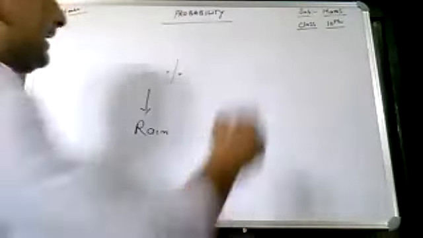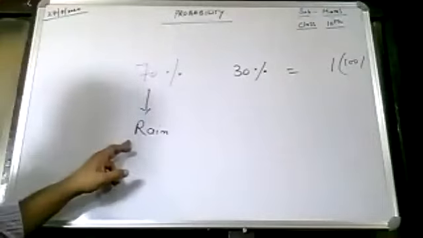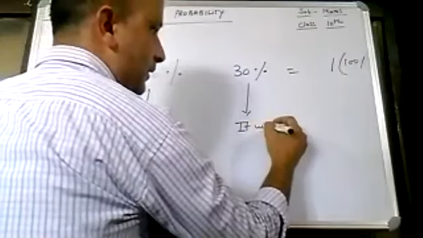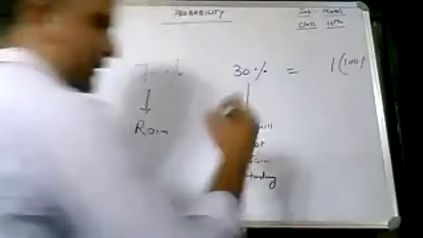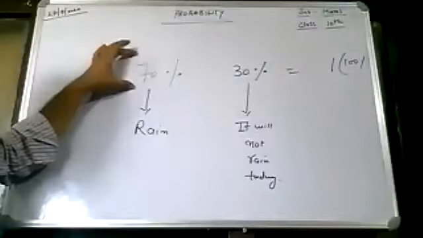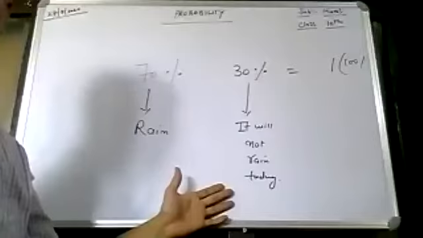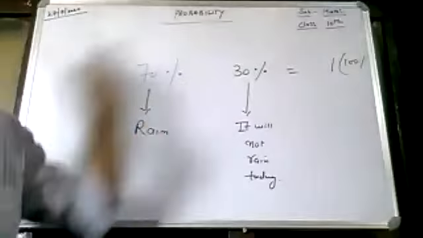Any idea? 70 upon... No. 70% probability, so the rest is 30%. 30%. So total kitna ho gaya? 1 means 100%. Clear? So this is the probability that it will rain today, and this is the probability it will not rain today. Clear? Very good answer. So if 70% is the probability that it will rain today, then 30% is the probability that it will not rain today. How have you calculated this? 100 minus 70, answer is 30%.